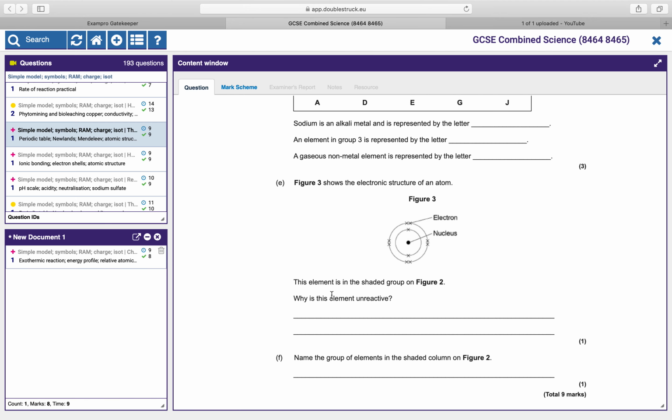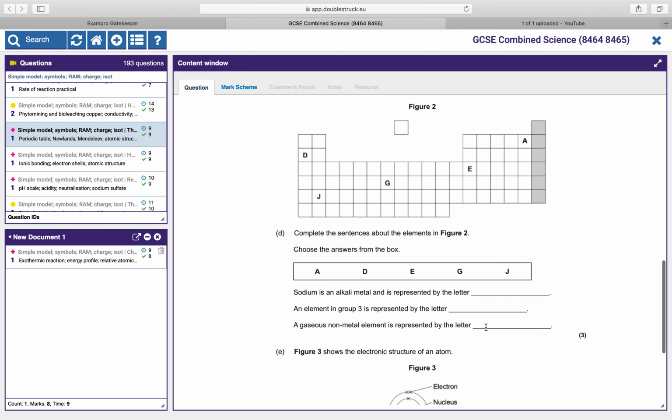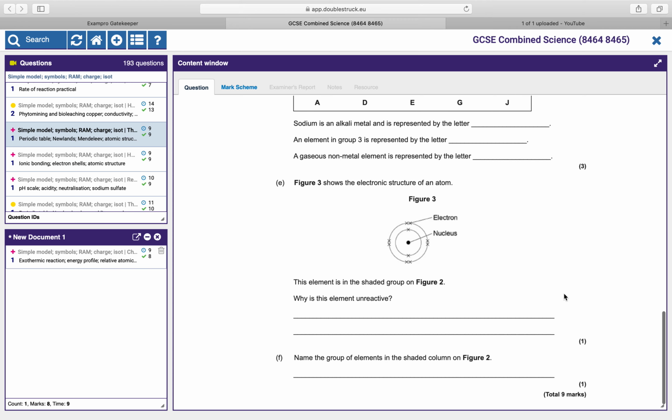Okay, this element is in the shaded group in figure 2. The shaded group being the noble gases. Why is this element unreactive? It has a full outer shell. If you write it's a completely stable full outer shell, you will get the mark for it. That's all you need to write. You can see that here. The first electron shell holds a maximum of 2.